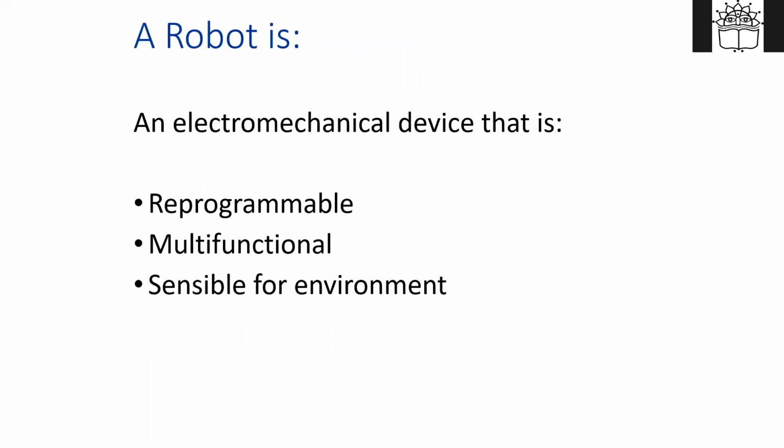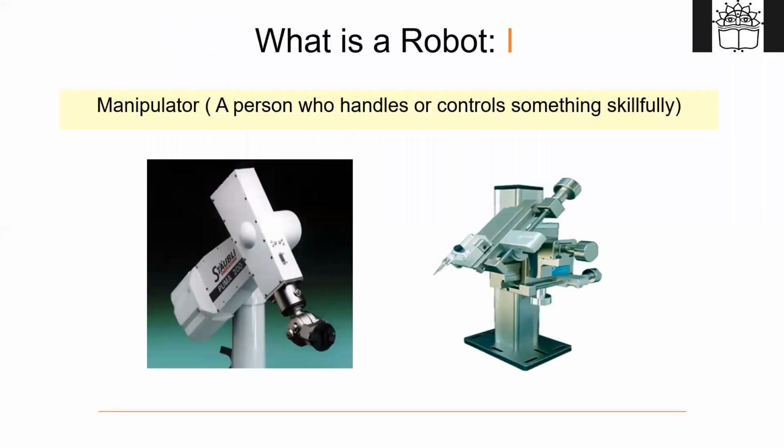Now, what is a robot? It is an electromechanical device. If the drive is electrical, so the device will be called as electromechanical device. It must be reprogrammable. We should be in a position to program it again and again. It should be multifunctional. There are some robots which are designed for a specific task, but if we want to change the task, that function should be changed. Then it should be sensible to environment.